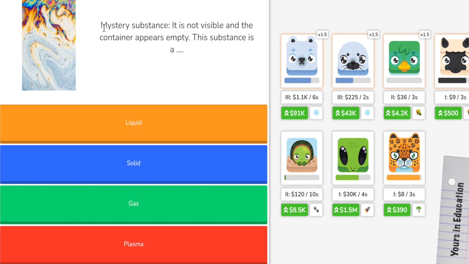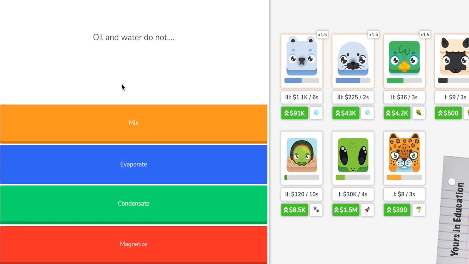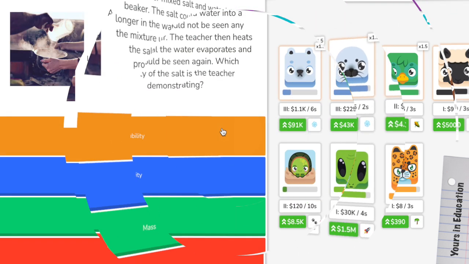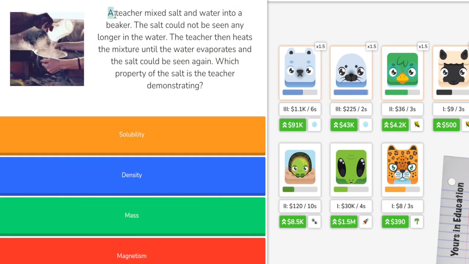Okay, mystery substance. It is not visible and the container appears empty. This substance will be a gas, definitely. Okay, oil and water do not... oh, that's easy. They do not mix. I will read everything just in case there's a trick. Evaporate, no. Condensate, no. Magnetize, no. They do not mix. Different densities.